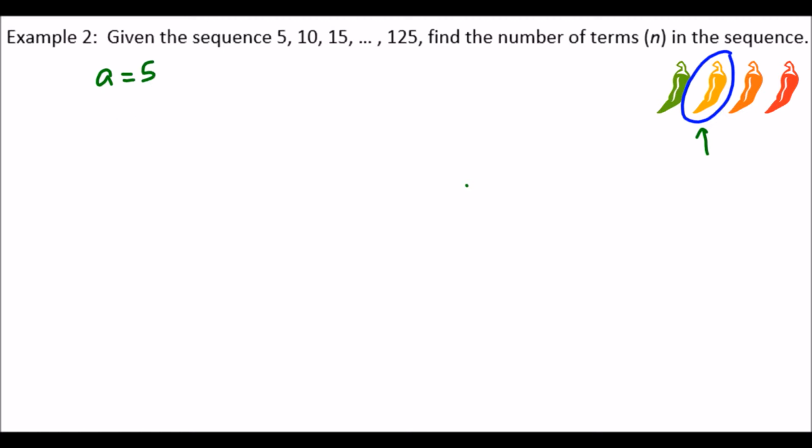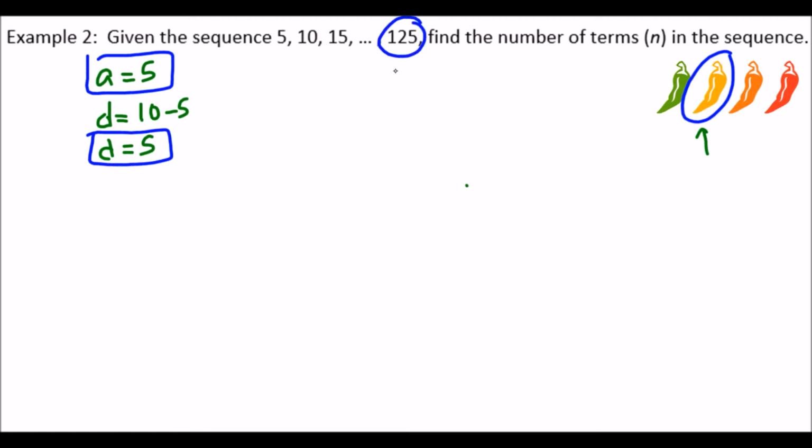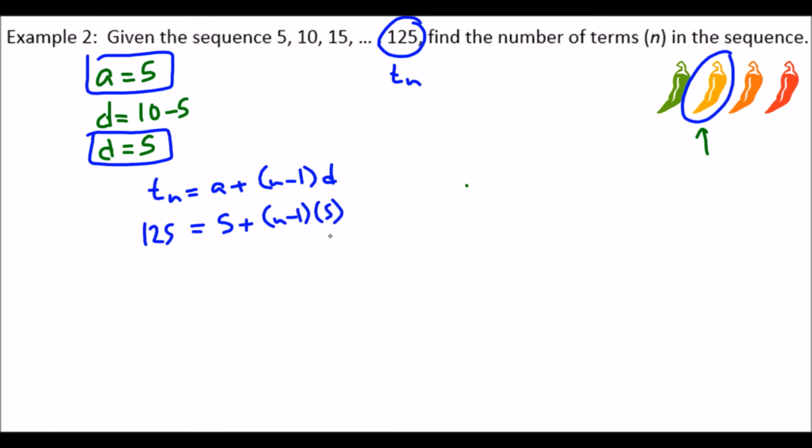A is 5. D is 10 minus 5, so D here is 5. So I've got this guy, and I have this guy. All right, so what can I find here? Well, I also know this guy here, this is my Tn. So my Tn is 125. So in my equation, Tn is equal to A plus (n minus 1) D. And my Tn, 125, equals A, 5, plus (n minus 1) times 5.